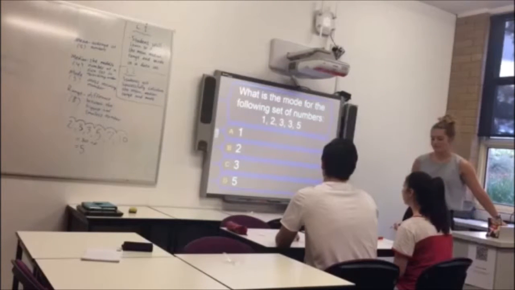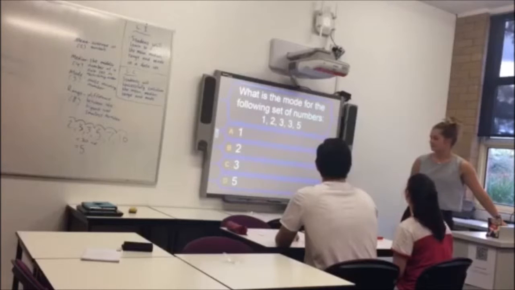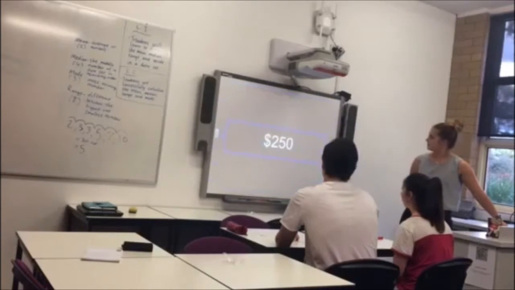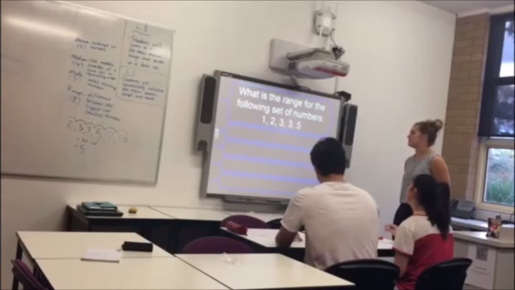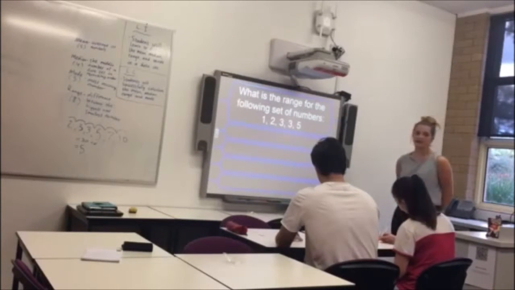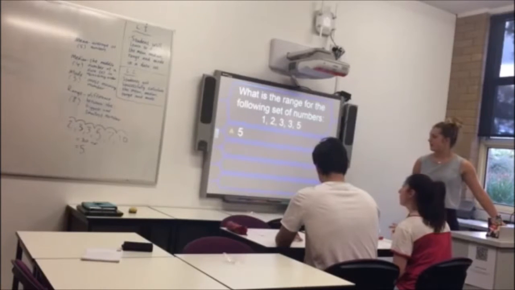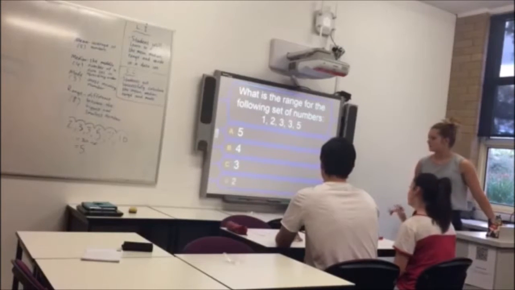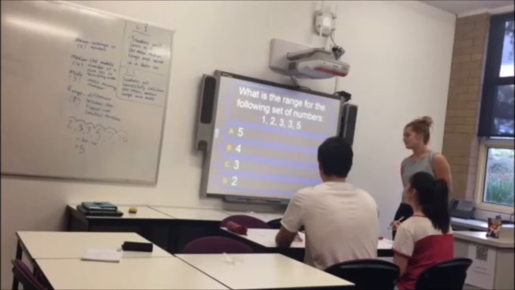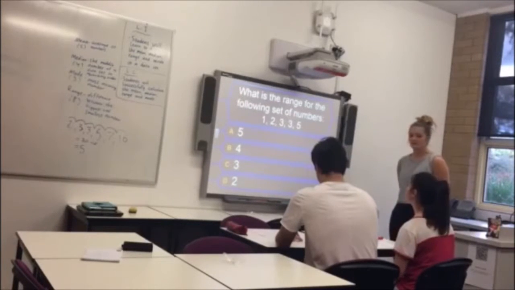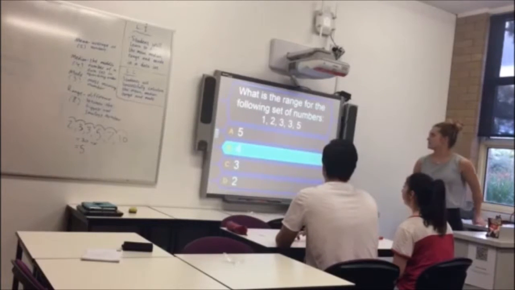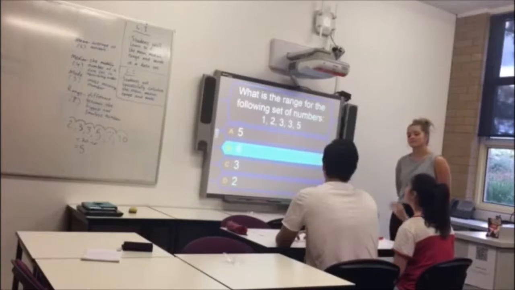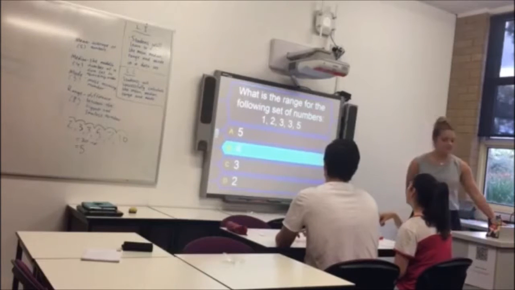What did you guys get? C, 3. Good job. On to the next question. What is the range for the following set of numbers? 1, 2, 3, 3, and 5. Is it 5, 4, 3, or 2? What did you guys get? B. Yeah, B. Awesome. Can you tell me how you got that? Well, the biggest number is 5 and the smallest number is 1. So 5 minus 1 is 4. Awesome.